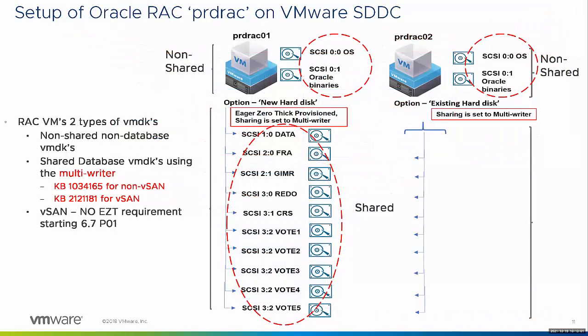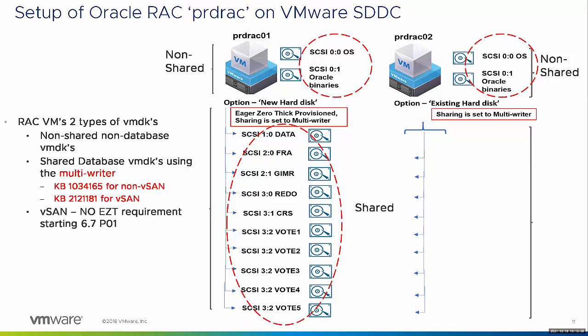Okay. This is an example setup of an Oracle RAC, whatever the underlying architecture may be, whether that's vSphere, whether that's vVols or vSAN. The thing I want to drive your attention to is, when you start talking about Oracle RAC virtual machines, there are two genres of VMDKs. One is the non-shared, non-database VMDK, essentially the operating system, and the mount point where you are hosting your Oracle binaries. And then you have a set of shared database VMDKs that you use for the RAC clusterware. And those shared database VMDKs, you're able to share using what's called the multi-writer.